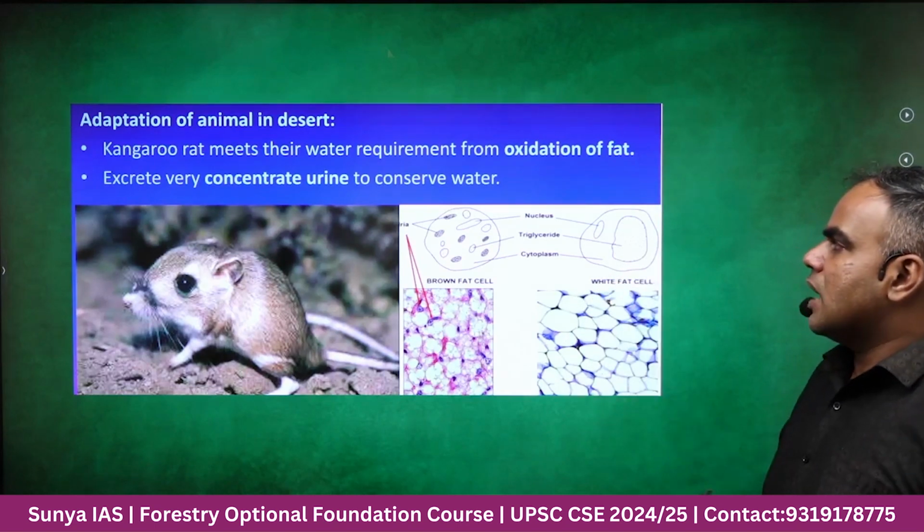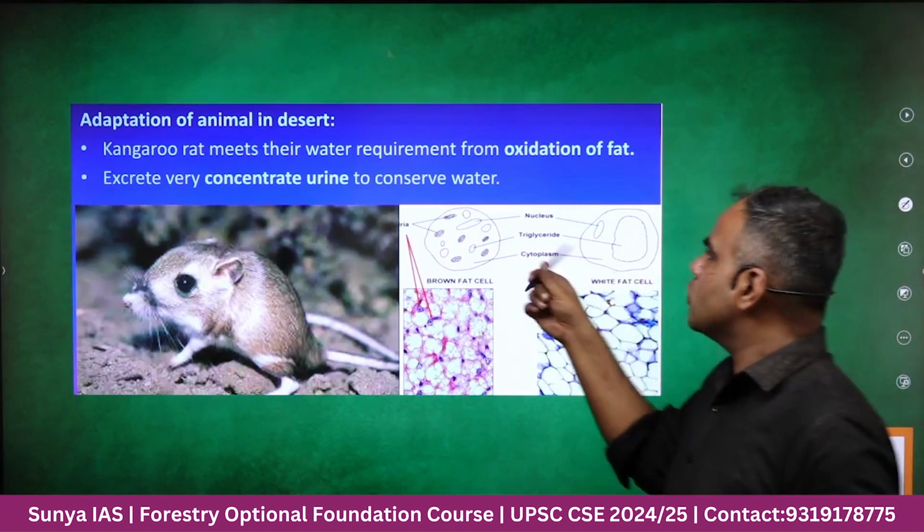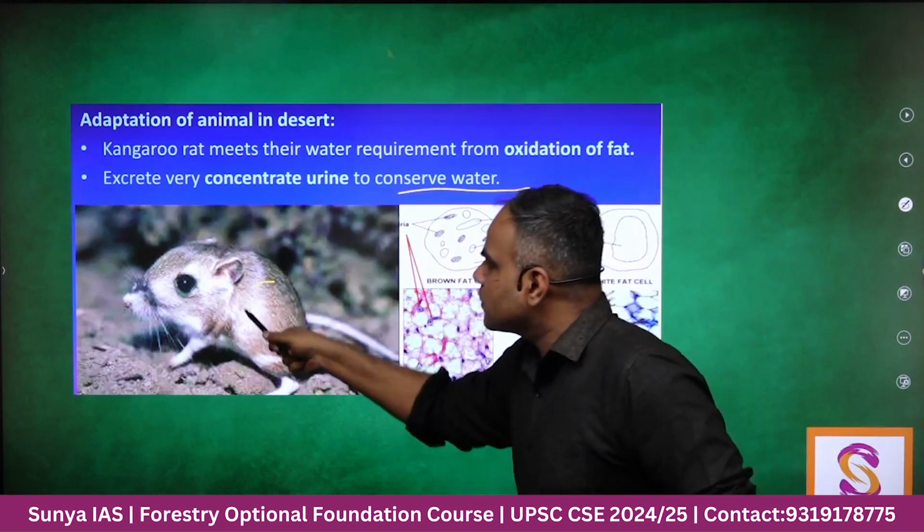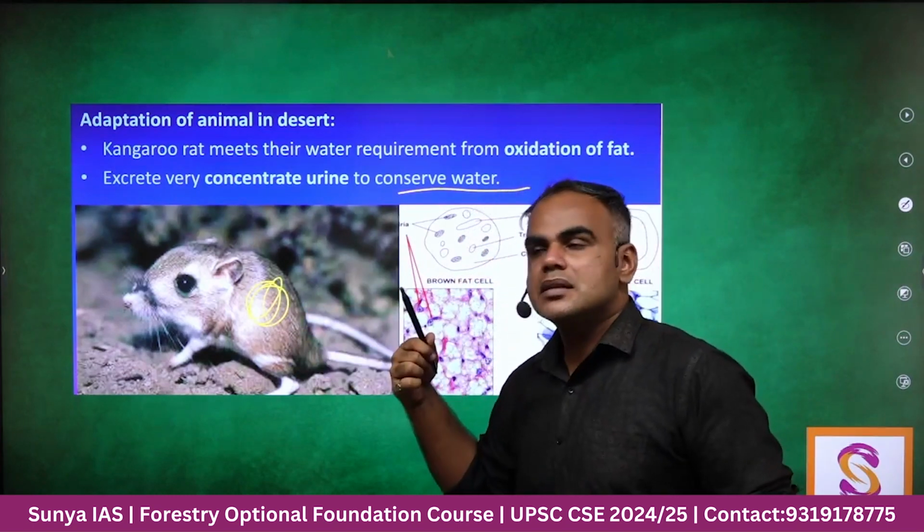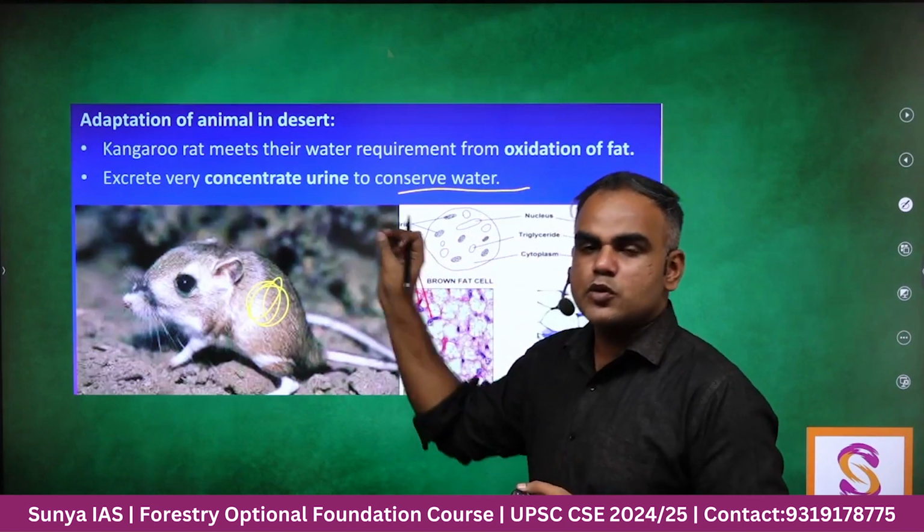So they have very concentrated urine. Why? They want to conserve water. And again, the fat is oxidized. That generates energy and that is how they are able to survive.